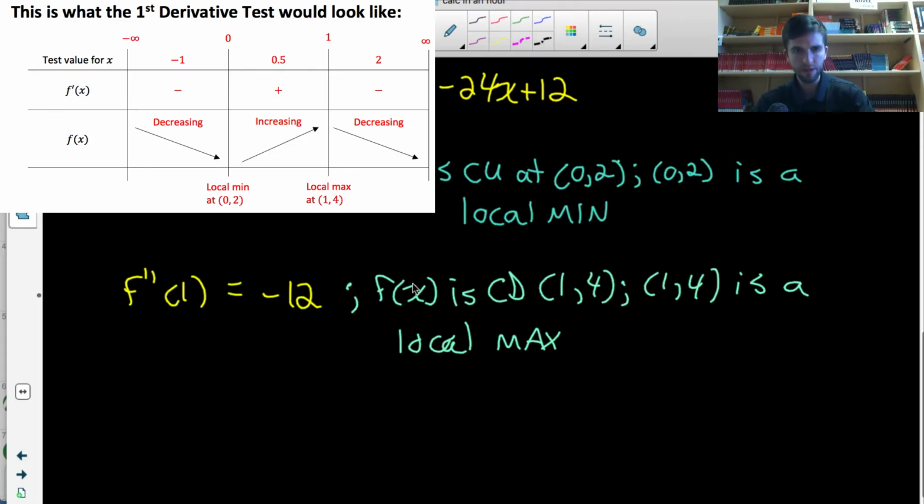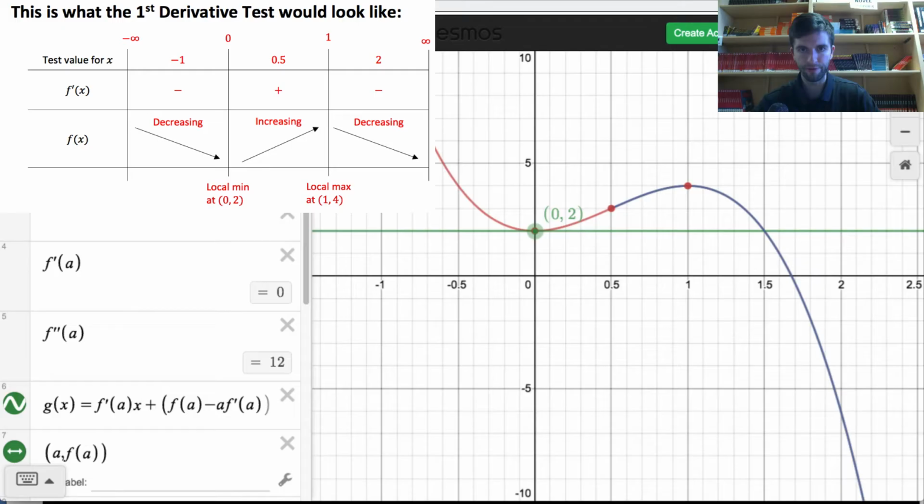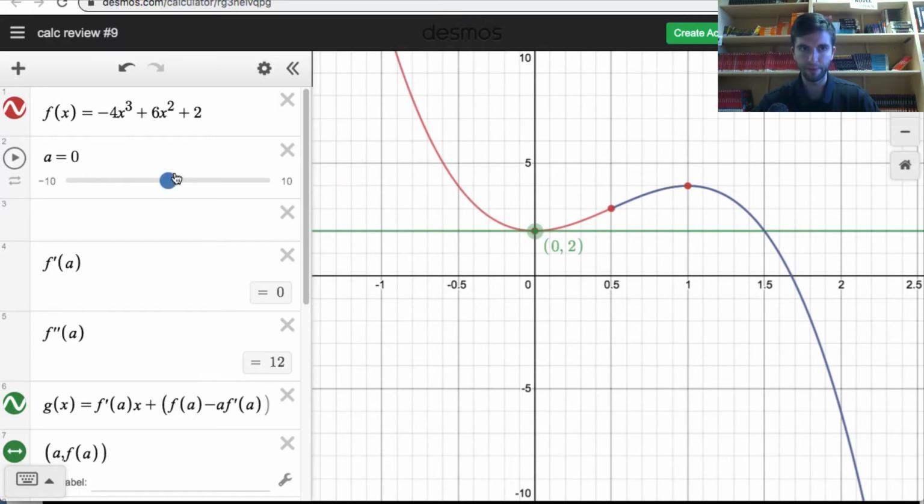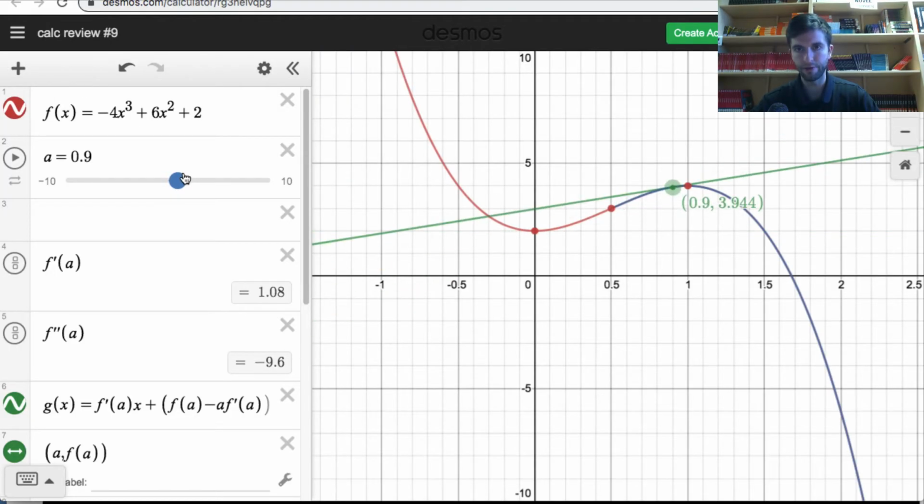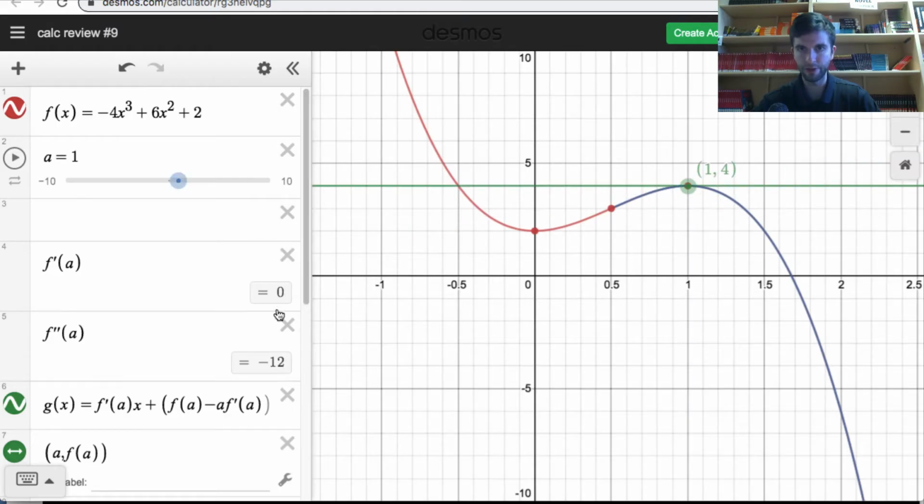test. Let me just show you again what we figured out. We figured out that right here, it has a horizontal tangent, right? The first derivative is 0, and the second derivative is positive, meaning it's concave up, which means we have a local min at that point. And at this point, we figured out that the first derivative is 0, indicating a horizontal tangent, and since the second derivative is negative, we know it's concave down at that point, which means that's a local max.